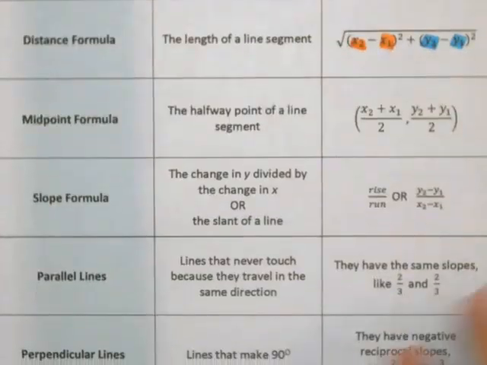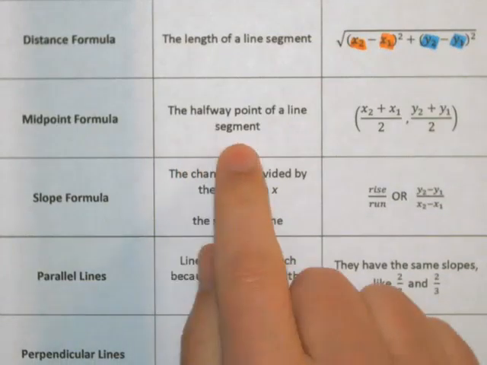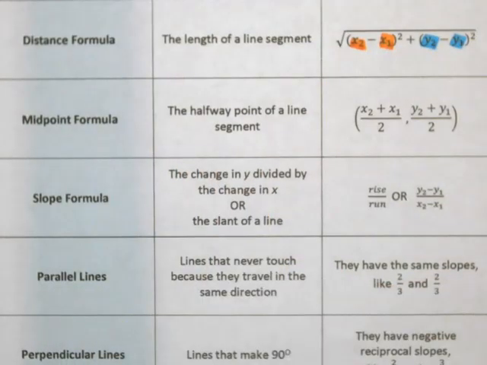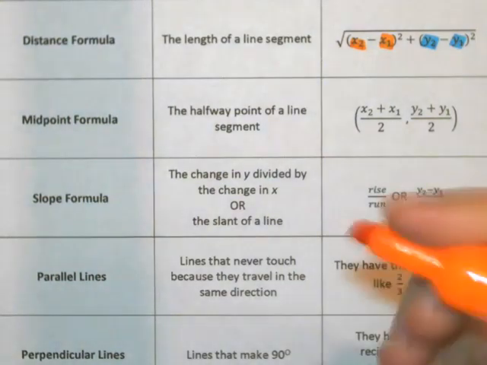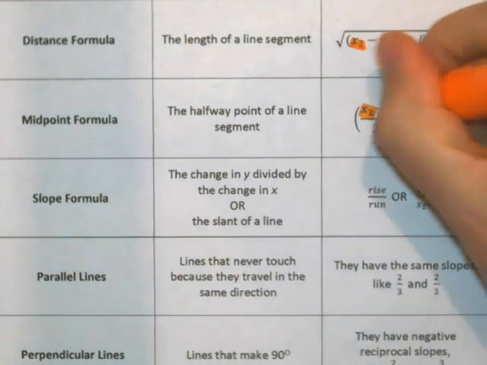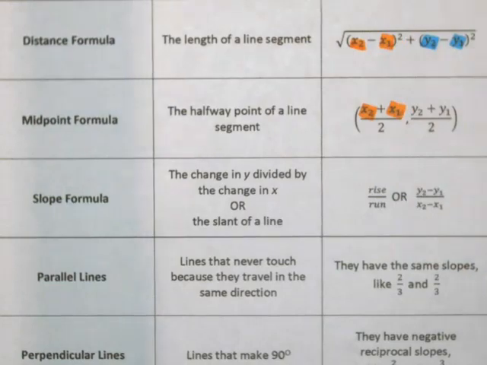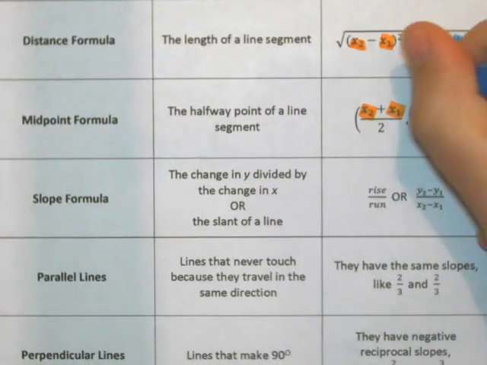The midpoint formula tells us the halfway point of a line segment. So here's what that midpoint formula looks like again. Going to color code where the x's go and where the y's go.